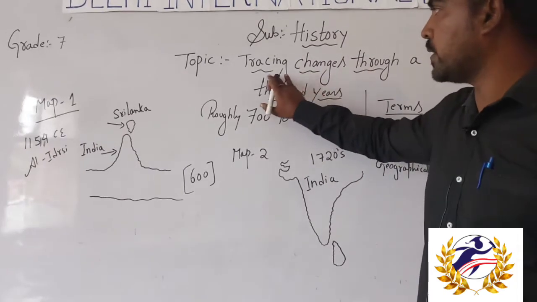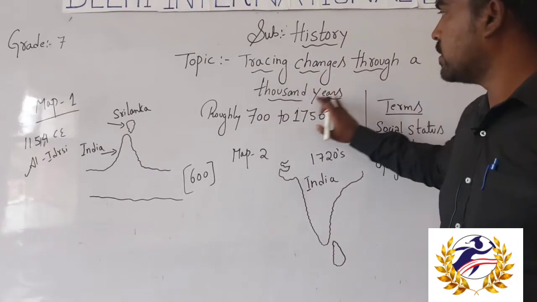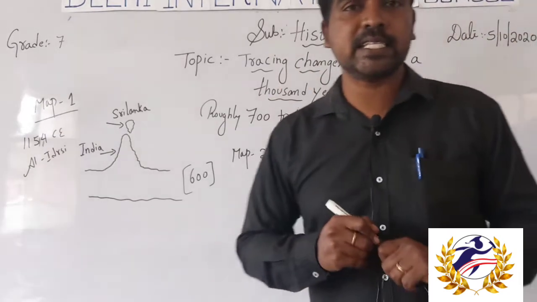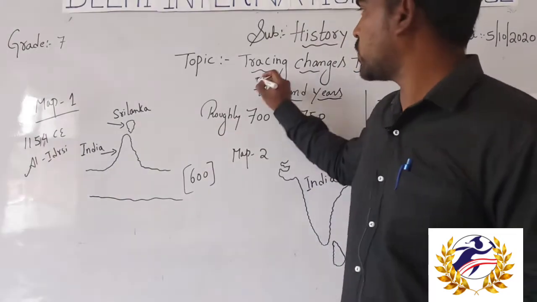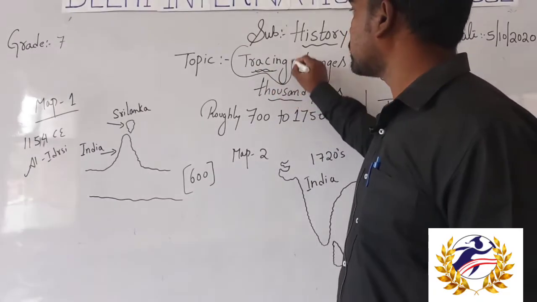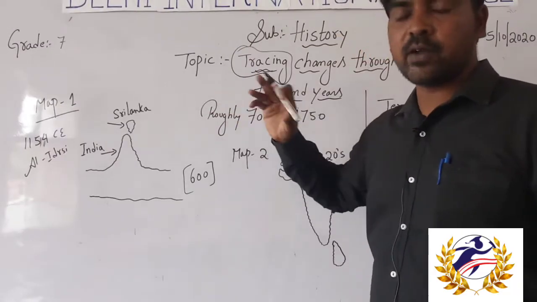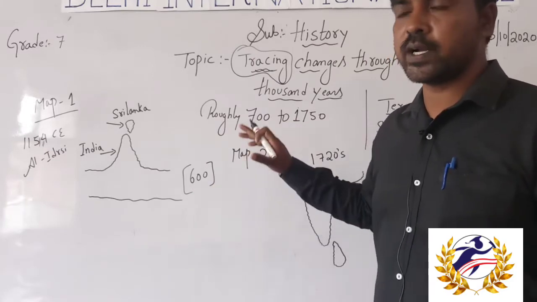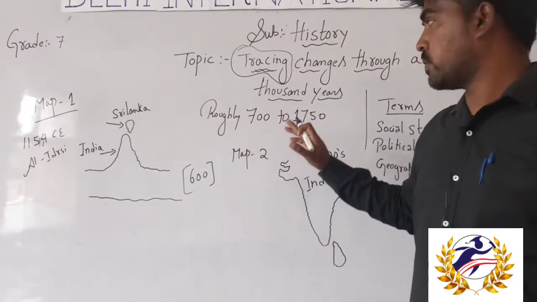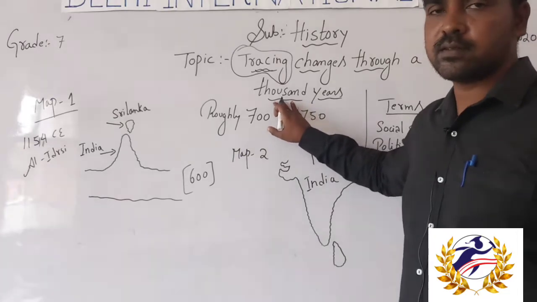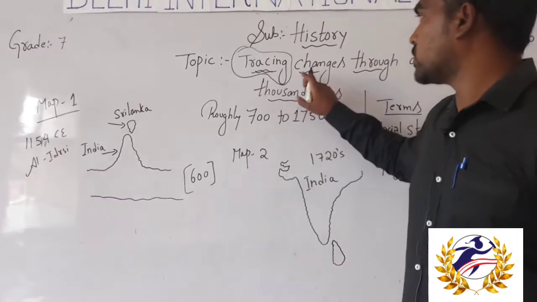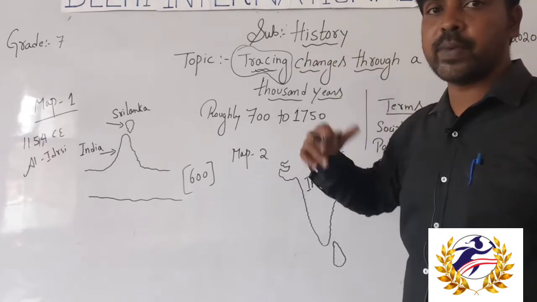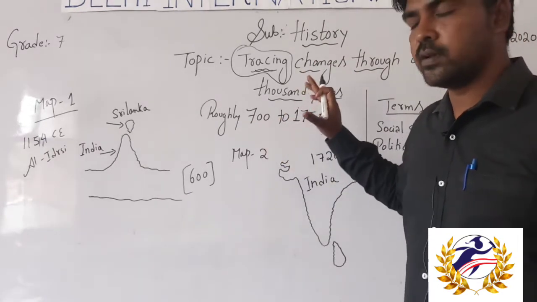Okay students, first class means first chapter in history. The first chapter will be Tracing Changes Through a Thousand Years. Tracing, what is the meaning of tracing? Tracing means we are going to study, or we are going to weave it. How was our country a thousand years ago? So what changes and developments took place, all those things we are going to discuss in this lesson.